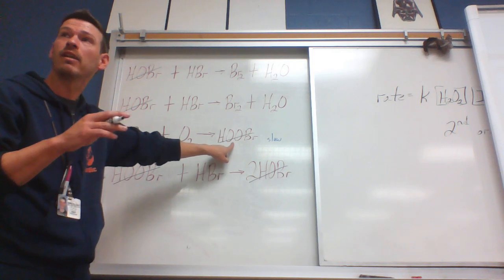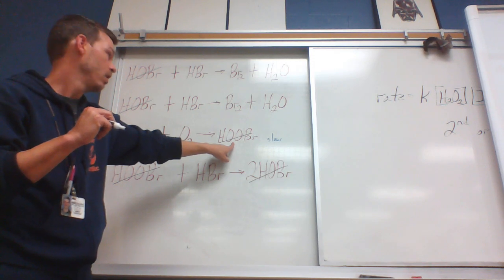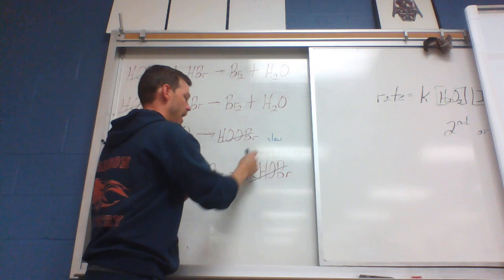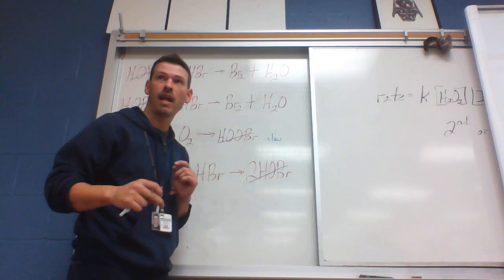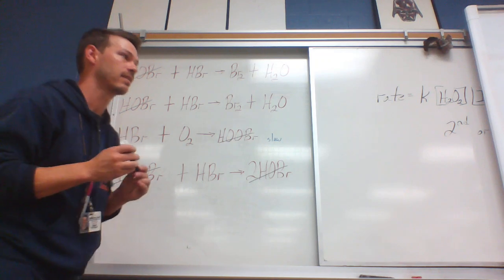Why? Because everything crossed out is either an intermediate or a catalyst. So where'd you get 2? I said 1. We have 1 intermediate and 1 catalyst. It's always only from the product side when looking at intermediates and catalysts.